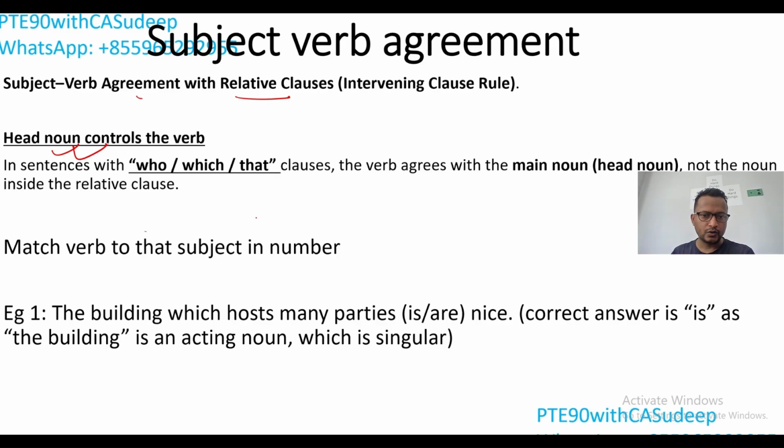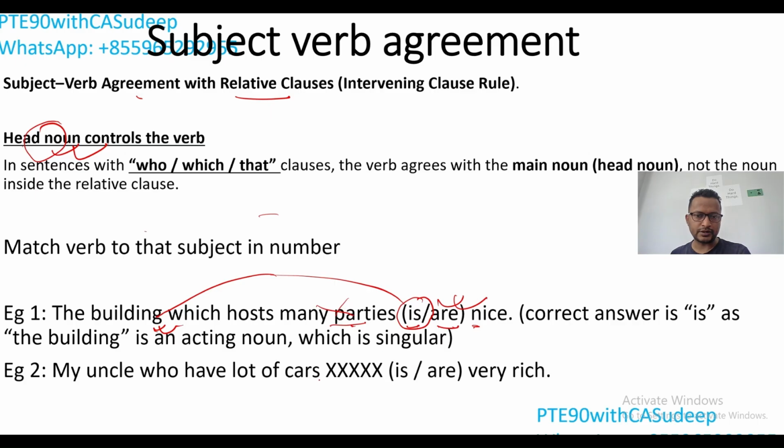The building which hosts many parties, the building is here, which hosts many parties, is or are nice. Which is the correct one? Either is or are. It is. Is is the correct form. Why? Because we are talking about the building here. The building is the head noun which controls the verb. See, the building. Forget about the parties. Even though parties is a plural noun, here the head noun, or you can say the acting noun, whatever you call it, is singular. That's why the verb should be singular here.